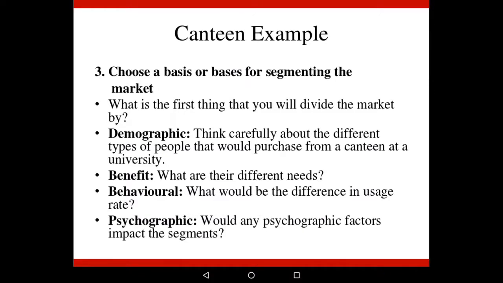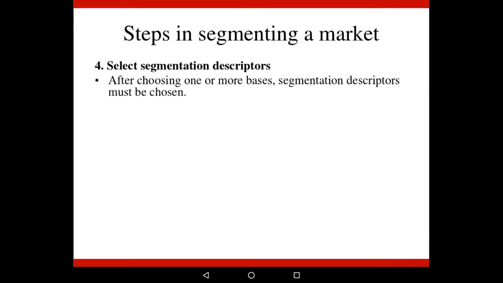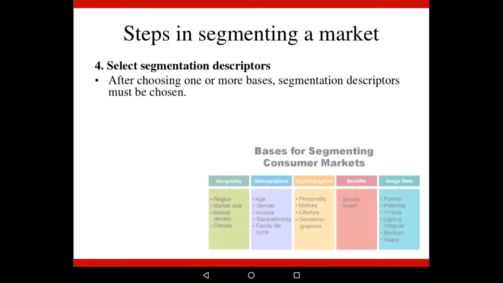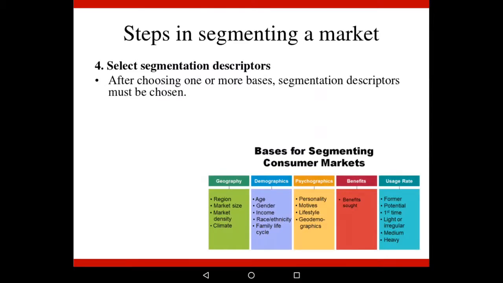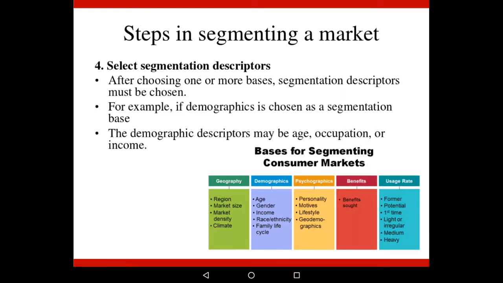Psychographic. Would there be any psychographic elements that would impact the segments? Okay, so you would choose your major bases, and then step 4, you would select the descriptors. Those are the ones underneath the basis. So you will use one of the many that are underneath there. For example, if demographics is chosen as a segmentation base, the demographic descriptors may be age, occupation, or income. Which one do you think would work for a university canteen?